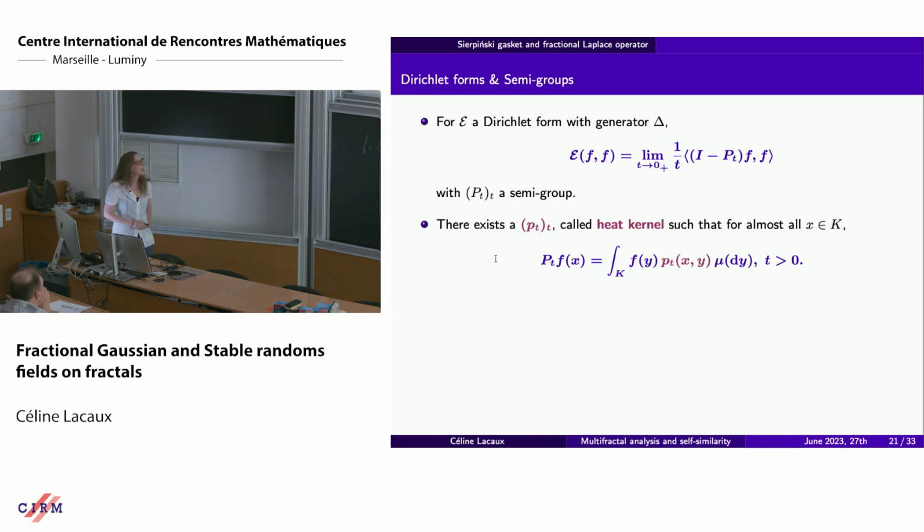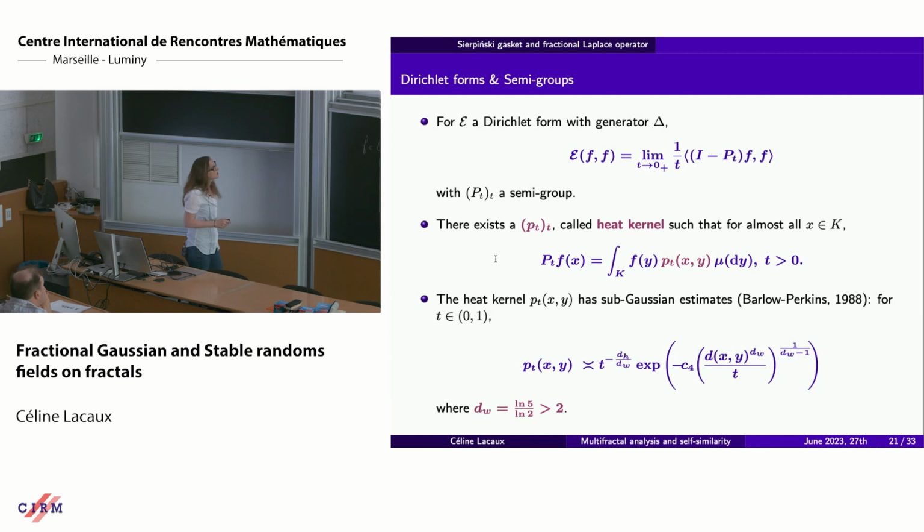Okay? And there is a result by Barlow and Perkins who prove that the behavior of p_t(x,y) is of this kind. By this symbol, I mean that you can find a constant and give an upper bound of p_t, which is a constant times this. You can find another constant and say that the lower bound for p_t is this times this smaller constant. Okay?